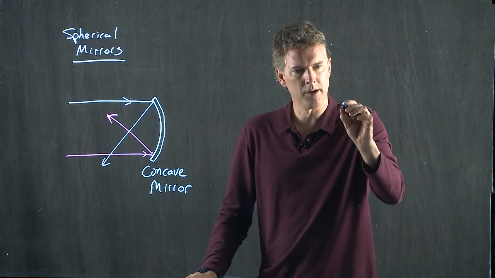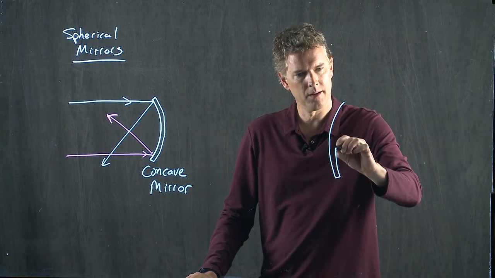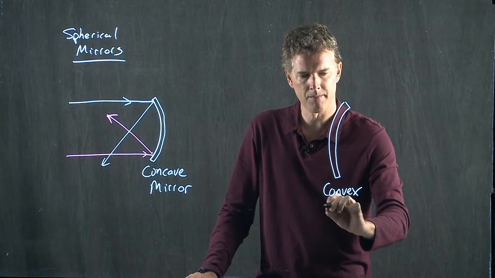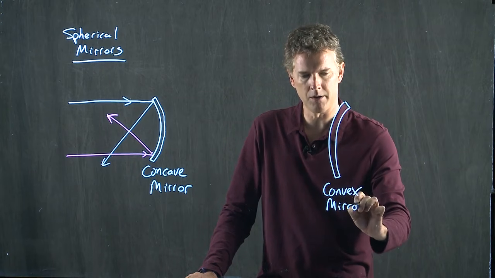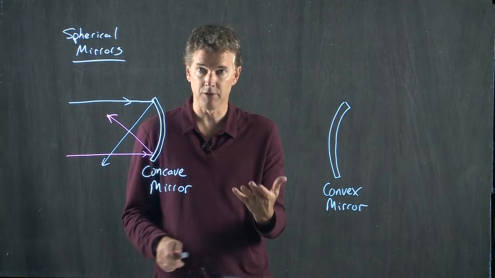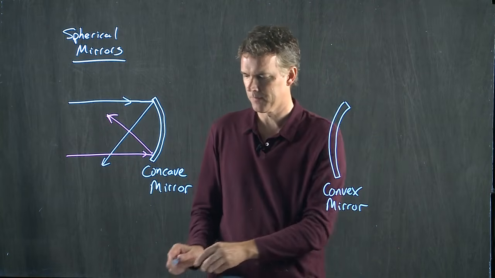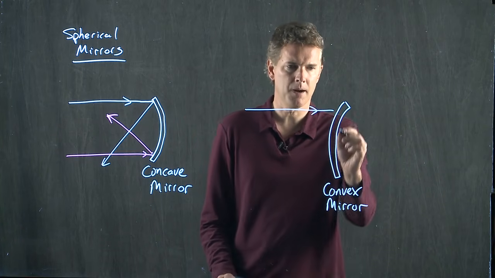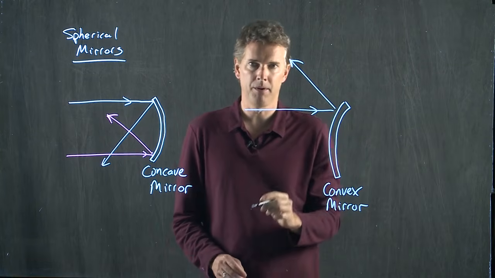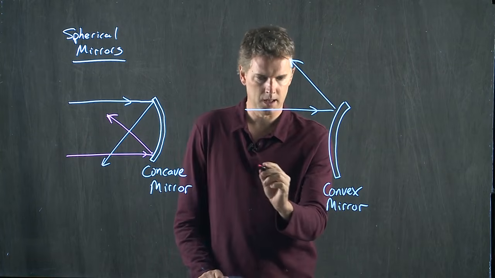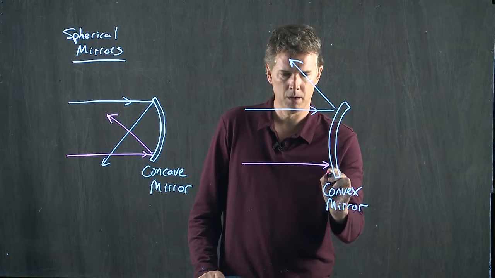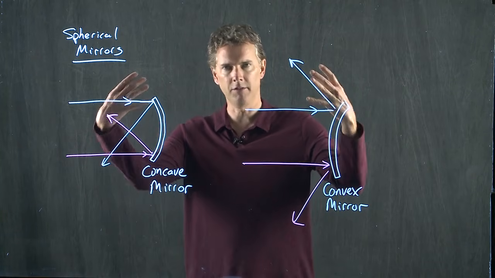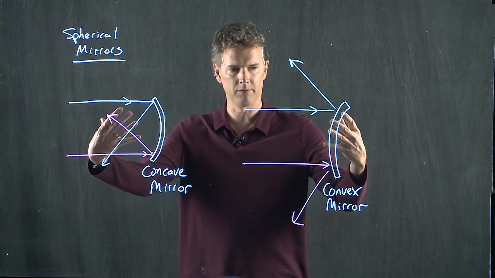If the mirror is bent the other way, then it's called a convex mirror. And this is the one on your passenger side mirror of your car. And now a light ray that comes in near the top will be bent up at a big angle. A light ray that comes in near the bottom will be bent down at a big angle. Okay? So this is the primary difference between these things.